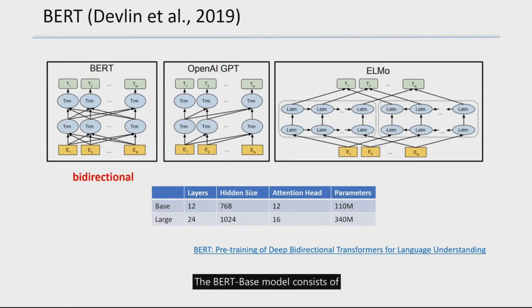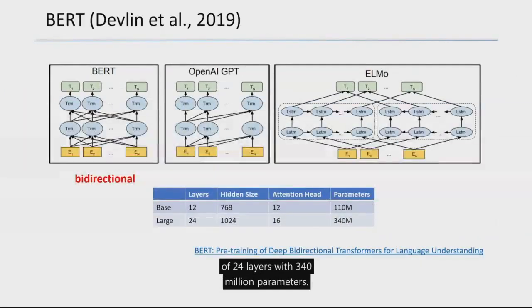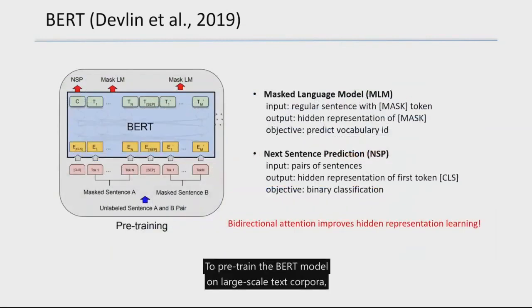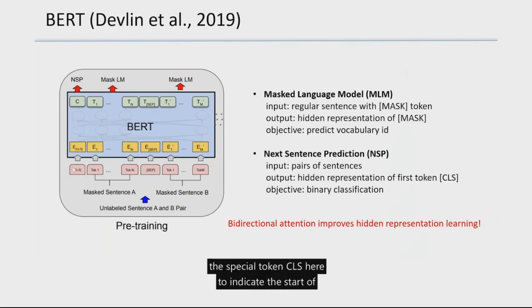The BERT-base model consists of 12 transformer encoder layers and results in 110 million parameters. And the BERT large model consists of 24 layers with 340 million parameters. And to pre-train the BERT model on large-scale text corpora, the input is a sequence of words. The input may consist of one sentence or a pair of sentences. In the input, we use the special token CLS to indicate the start of the sentence, and the special token SEP, which is shown here, to indicate the end of the sentence.